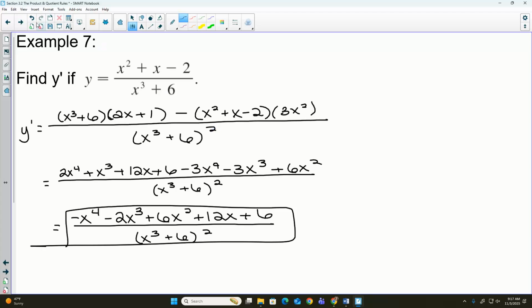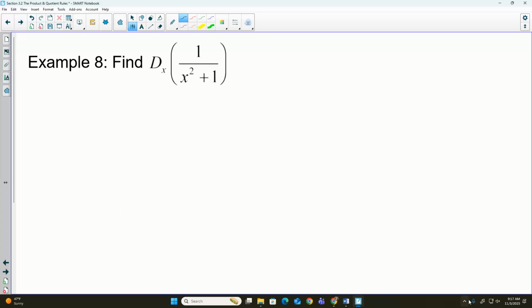The last problem for today, I would like for you guys to try this one on your own. Low is the actual denominator. D high, derivative of the top of this fraction. So we just have a 1 on top, 1 is a constant, derivative of any constant is 0. Minus high, so the actual top of our fraction. D low, derivative of the bottom, so the derivative of x squared, the 2 comes down, keep the x, subtract 1 from the power, plus derivative of 1 is 0.